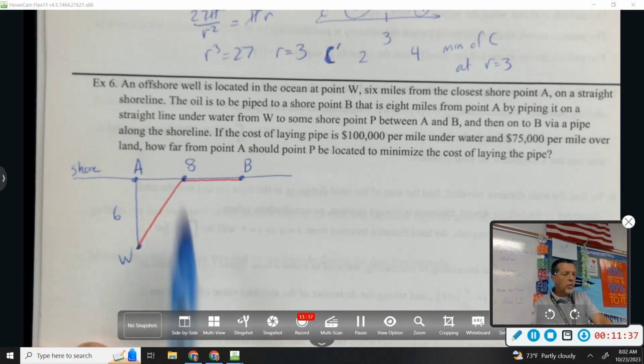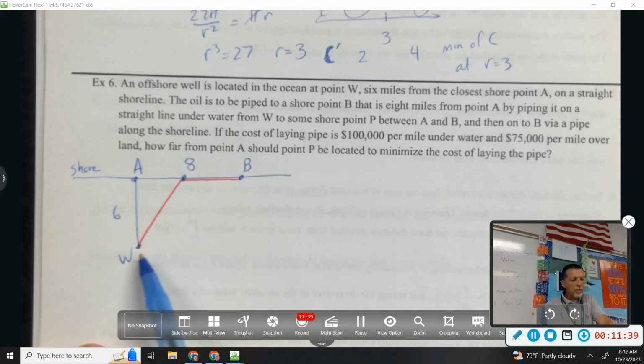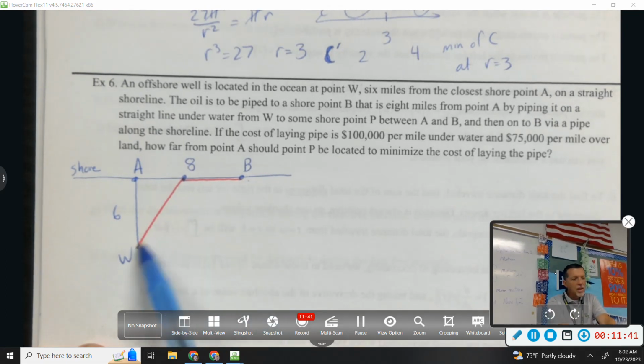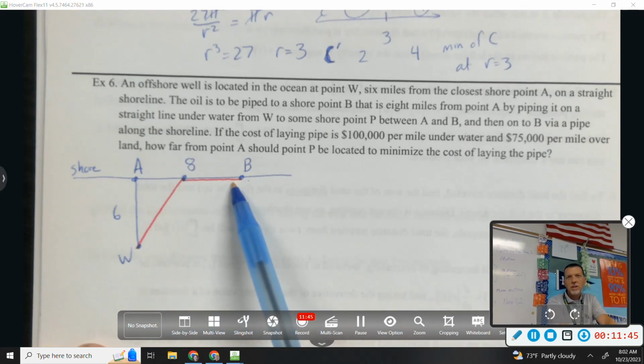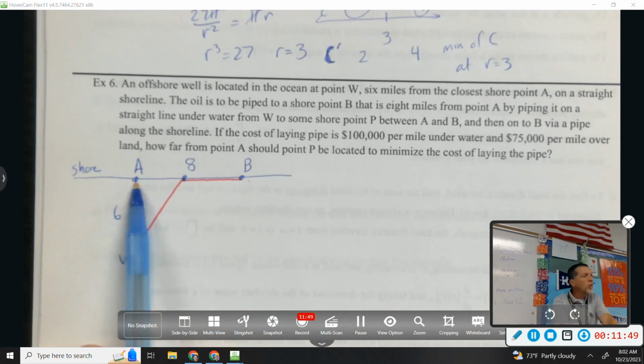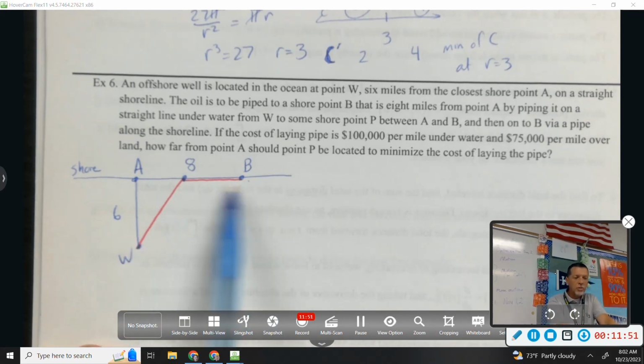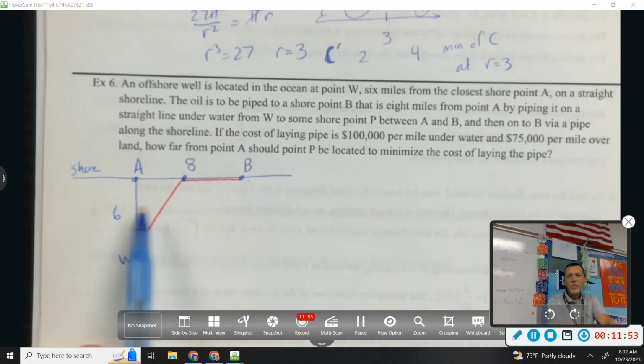So the quickest or the shortest route would just be go straight from W to B, but that might be a costly route because it costs a lot of money to pipe underwater. If you want to save money on your underwater pipe, you could go straight to shore and then over, but that's like the most pipe you could use. So somewhere in between there is the money savingest route to go.